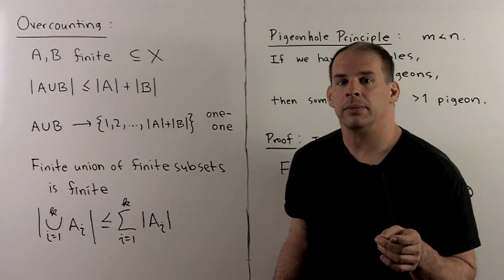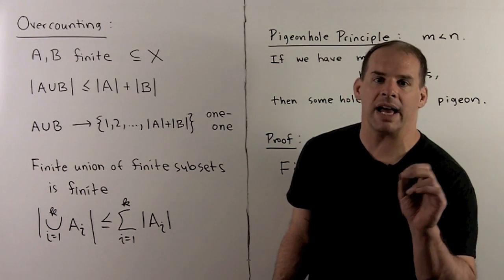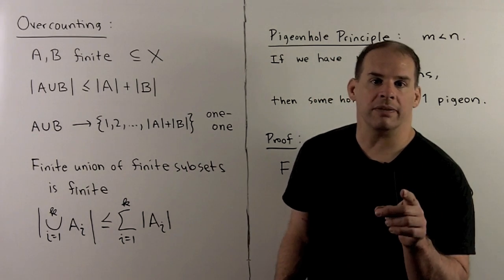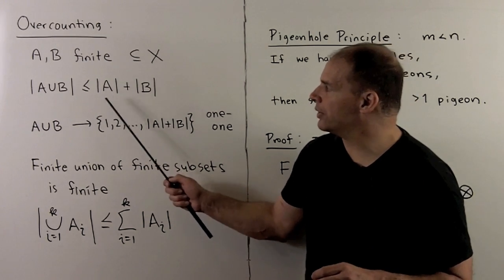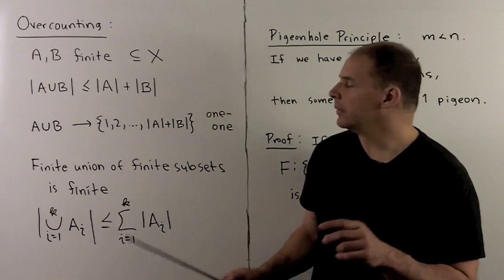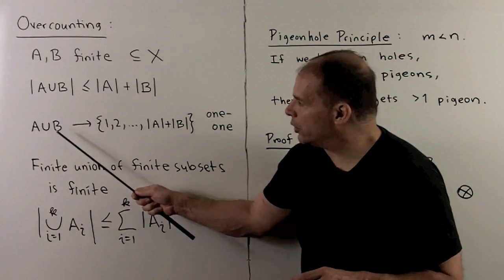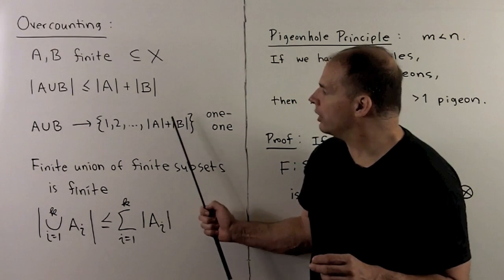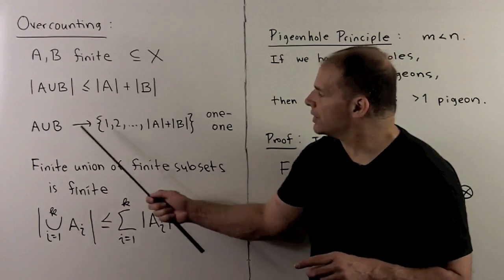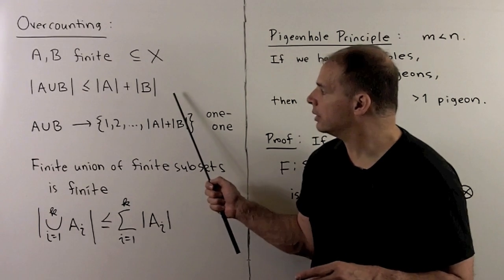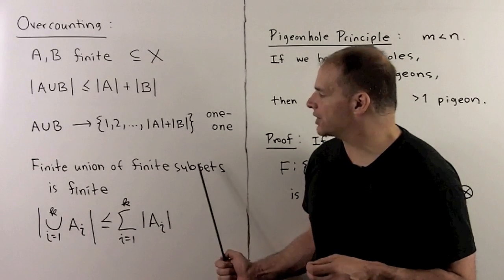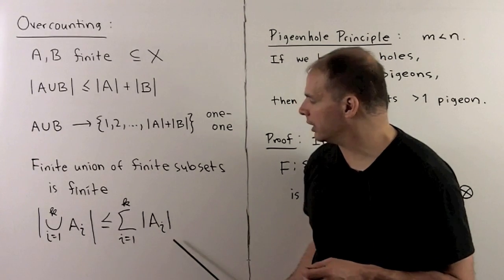For overcounting, we could have settled for an inequality in the last example. So if A and B are finite subsets of some set X, the number of elements in A union B is less than or equal to the number of elements in A plus the number of elements in B. To see this, it's not too tough to set up a one-to-one map from A union B to the set 1 through the number of elements in A plus the number of elements in B. By our second theorem, this will give us this inequality here. Now, if we extend one union at a time, we get that a finite union of finite subsets is finite, and we have the following inequality.